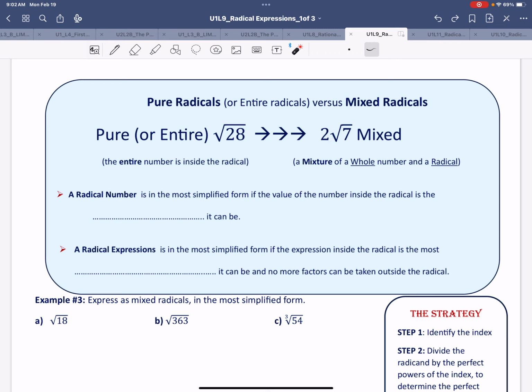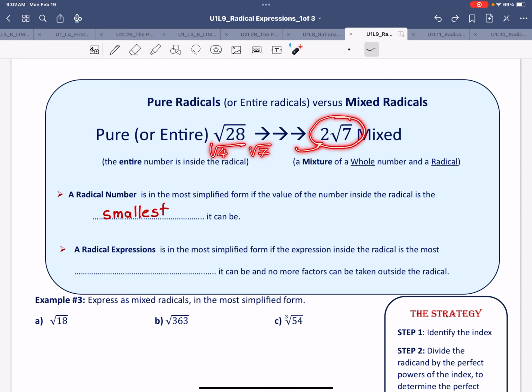Now, a radical number is considered to be in the most simplified form if the value of the number inside the radical is the smallest it can be. So for example, this entire radical in here is not considered to be the most simplified because we can break this down into root 4, root 7, and that will change to 2 root 7.